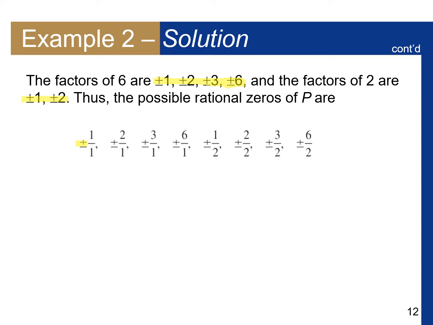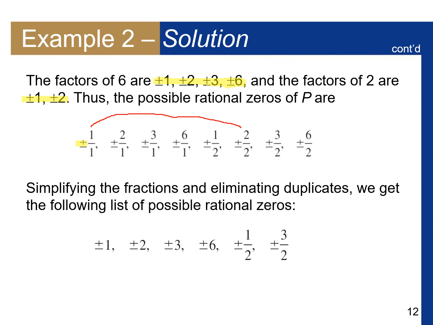If you take a close look here, you can see that I have 1 over 1, and then I have 2 over 2. Well, that's still 1. So we can eliminate one of those and just put plus or minus 1 here. So I'll have plus or minus 1, plus or minus 2, plus or minus 3, plus or minus 6, and then the fractions, which are 1/2 and 3/2.